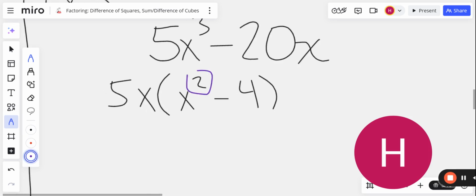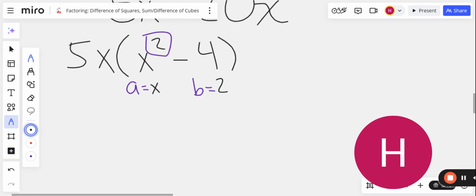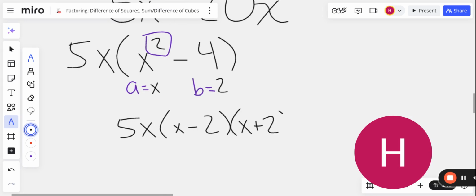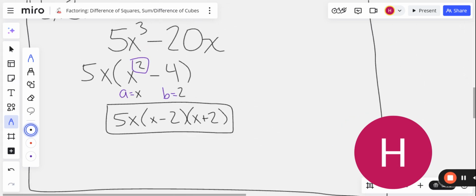This is looking more like a difference of squares because x squared is a perfect square, and 4 is a perfect square. So I'm thinking we're going to have to do some difference of squares business here. We're going to have a equals x. Also, there's a minus sign here, so that's a difference. B equals 2. And so we can just use that nice formula. A minus b, x minus 2, a plus b, x plus 2. And this is factored.